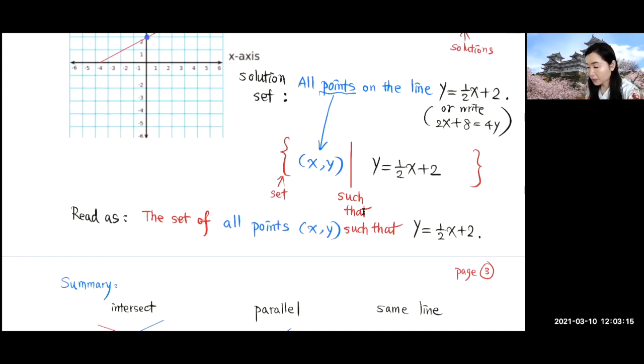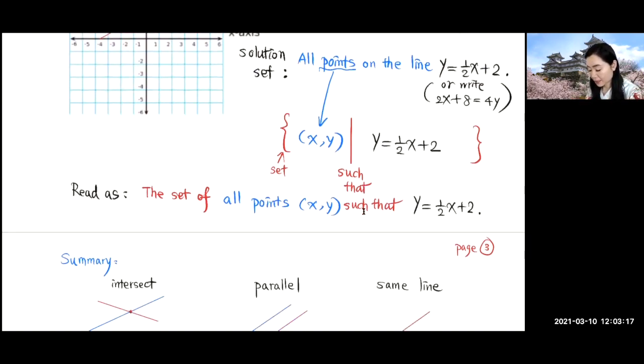Okay. So the way that we read this is, the solution set will be the set of all points (x, y) such that y equals 1/2 x plus 2. So all points such that y equals this. That's for all points on this line right here.